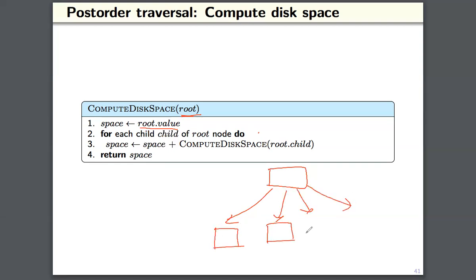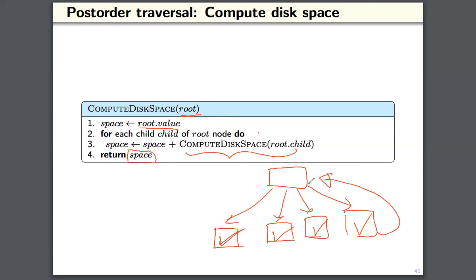For each child node of this root, space is equal to space plus the recursive computation of folder 1, subfolder 2, subfolder 3, subfolder 4, and then return space. I think this is a pre-order, right? Not post-order. So this is post-order because you have to visit this space again for the final computation.